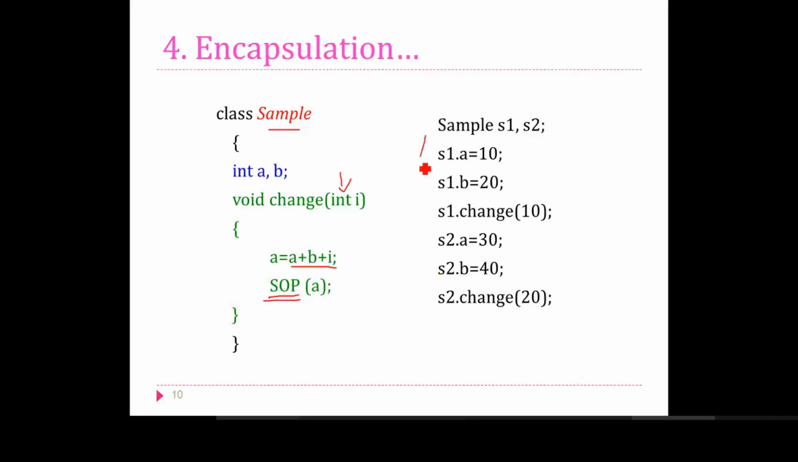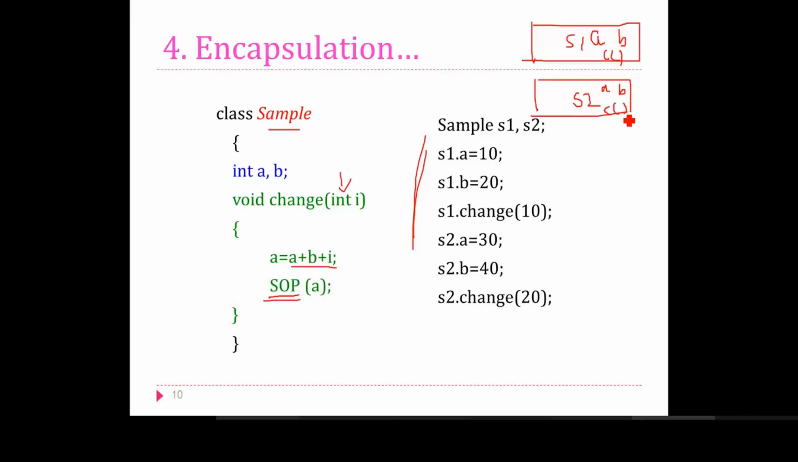Now, here comes the main part of the code. I'm going to create two objects called S1 and S2. Once this is done, a separate memory space for S1 will be created and a separate memory space for S2 will be created. Remember this. Inside S1, there are variables called A, B, and a function called change. Similarly, S2 also has A, B, and a function called change.